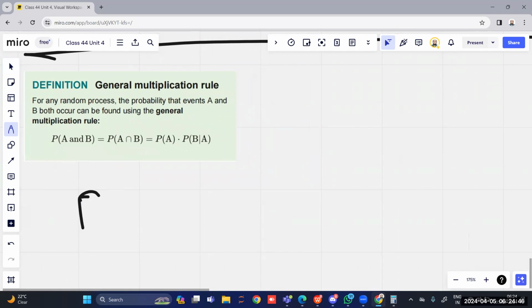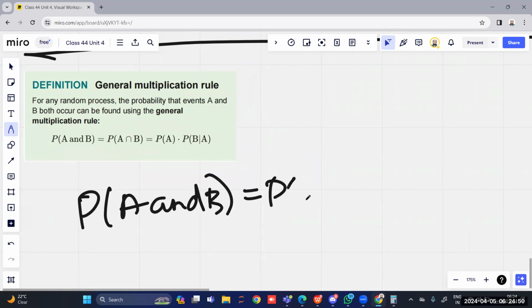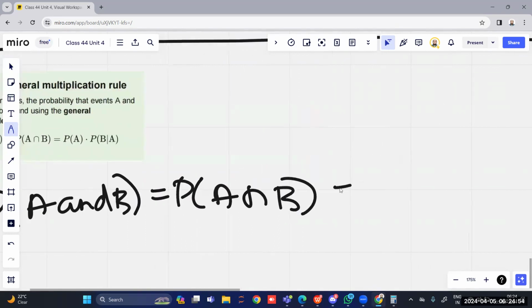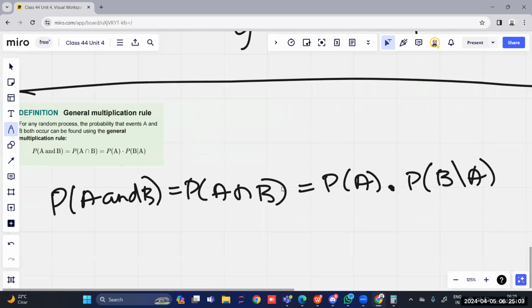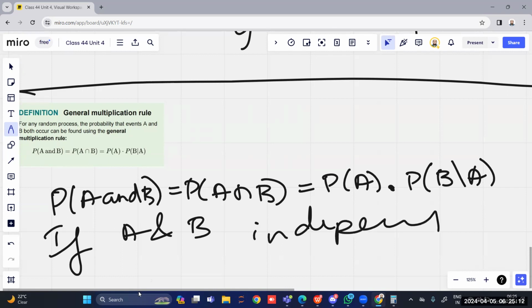So what is the general rule for A and B? And is also known as intersection, so it is A intersection B. It is given by probability of A into probability of B given A. That's the principle. And if A and B are independent, how does it change to the specific form? If A and B are independent, then probability of B given A equals probability of B, yes or no?